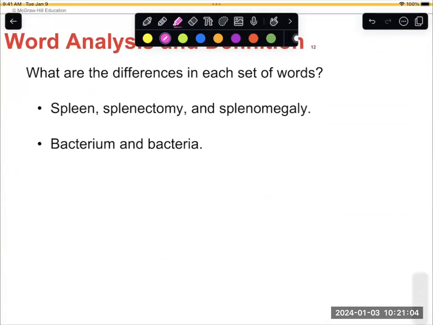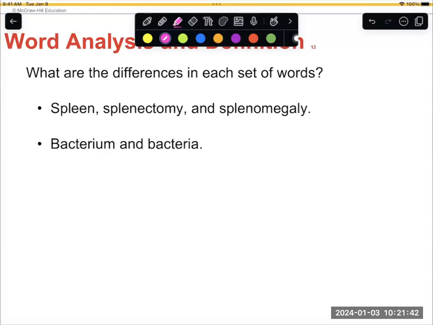Okay, let's look at the difference between these words. The spleen, which we just mentioned, is that organ that stores red blood cells. It helps phagocytize bacteria. It breaks down old red blood cells. Splenectomy. This is the surgical removal of the spleen. While splenomegaly is an enlarged spleen.